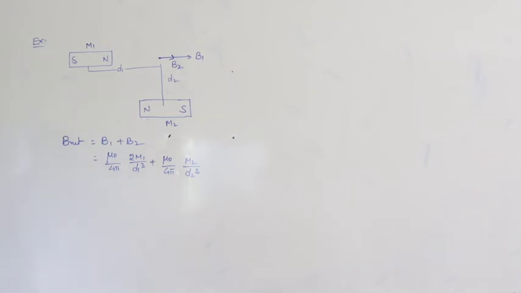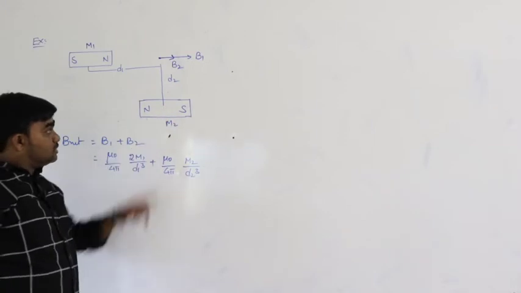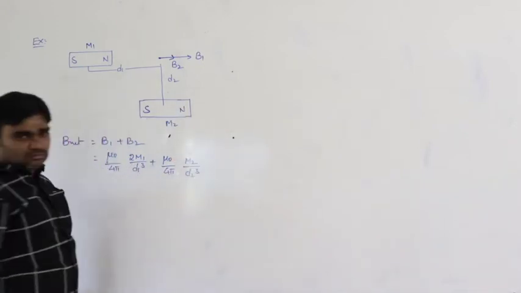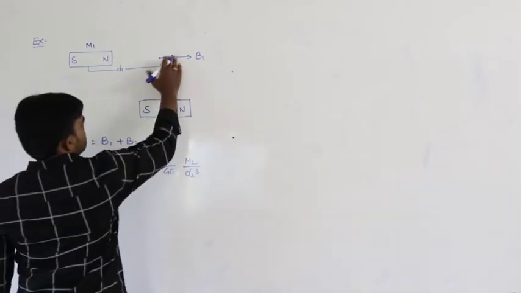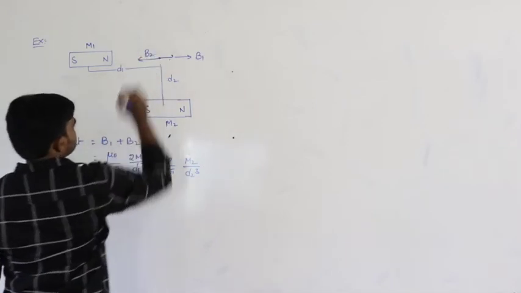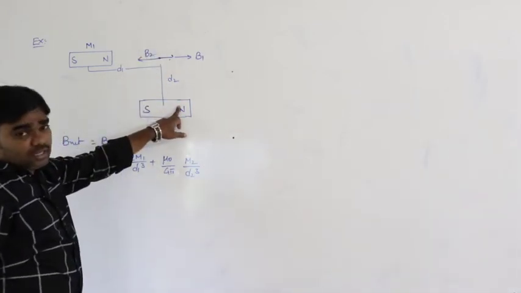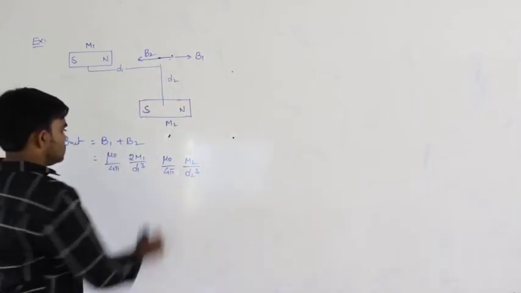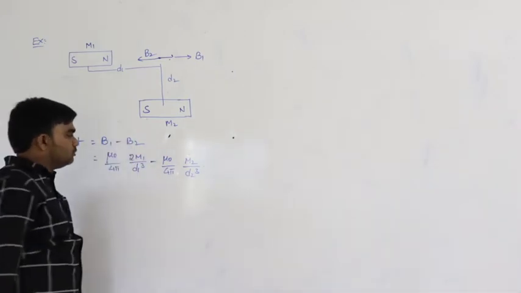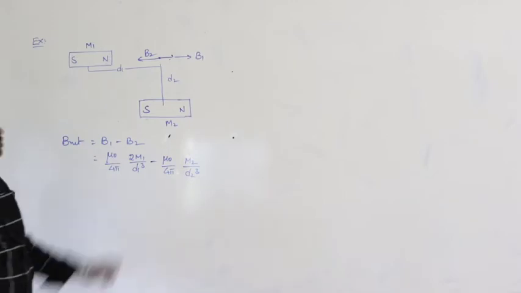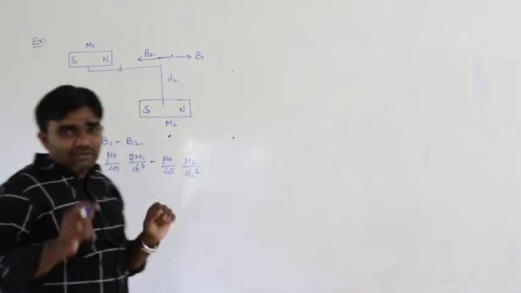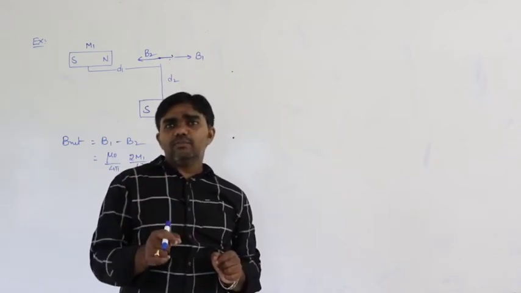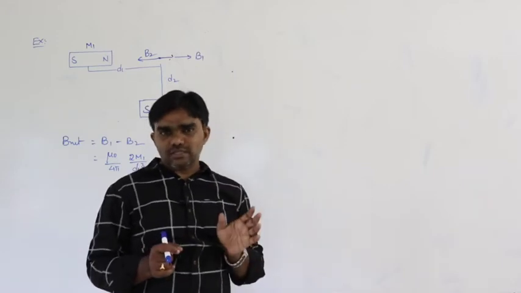This is the situation. For example, if the poles are opposite, so this is south and this is north, then the direction of B2 is in the opposite direction, because on the equatorial point the direction of the magnetic field is from north to south. Then this becomes minus, that is the net magnetic field is B1 minus B2. So depending on whether the given point is the axial point or the equatorial point for that magnet, we have to assess that point.